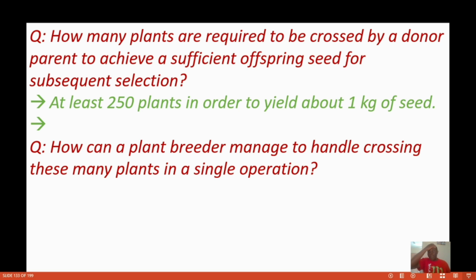Now, there are ways a breeder can manage handling crossing of many plants in a single operation. One of them, if it is maize, for example, or other plants, you can emasculate or remove the anthers of the unwanted plants, or if you are crossing, you can make certain plants to be males and certain plants to be females, and you allow the pollination to go on. Or you can manually pollinate by actually transferring the pollen from the donor to the receptor, the receiving parent.